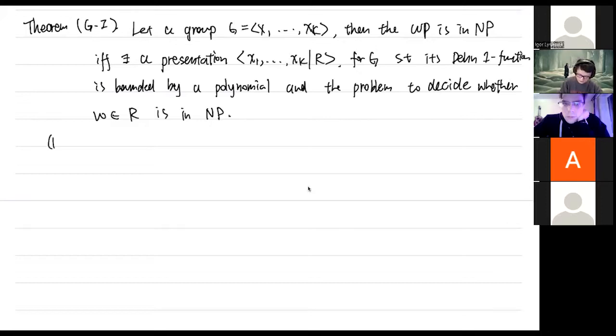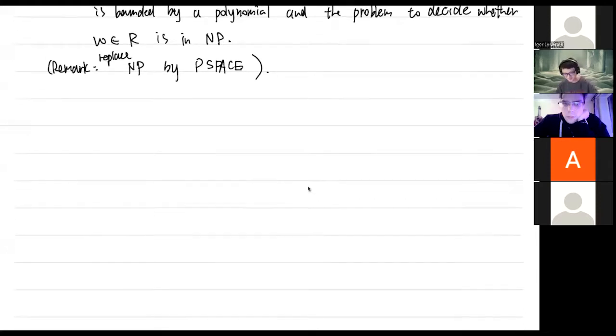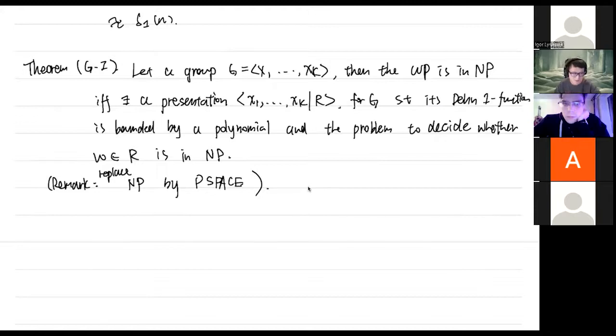Also, one remark: you can actually replace NP by PSPACE, polynomial space. The theorem is still true if you just replace NP by PSPACE.